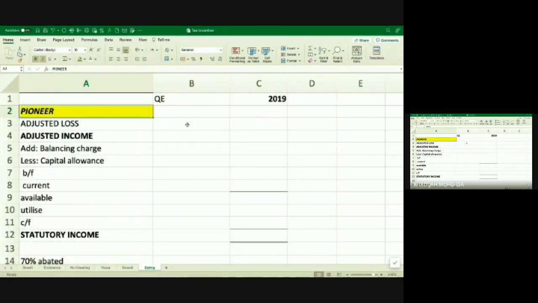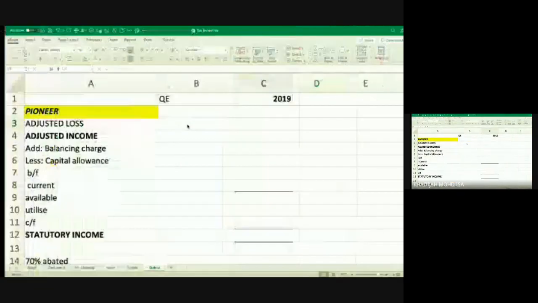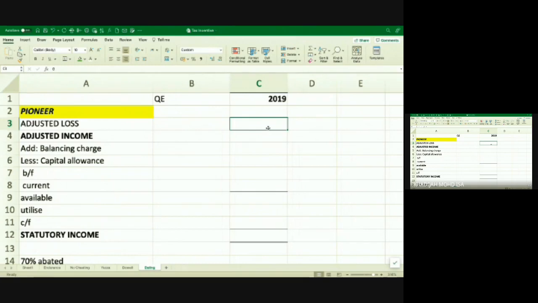You are given, in this case, adjusted income. So you do the first one, the pioneer business. In the information provided, you are given adjusted income of 1.824 thousand. I always suggest that when you do your pioneer status or tax incentive, you show 2 lines: one is the adjusted loss, the other is the adjusted income. If you have an adjusted loss, put that into adjusted loss, because I do not want to see adjusted income with a negative figure. That is wrong.